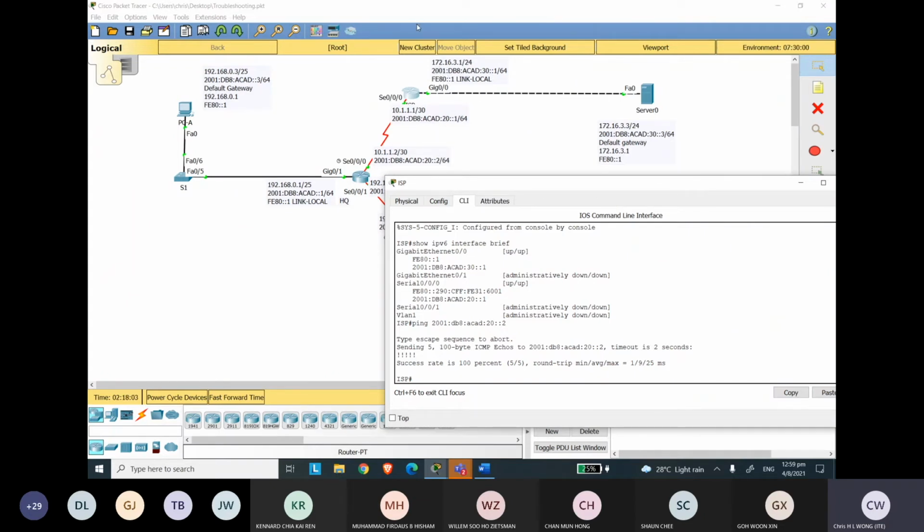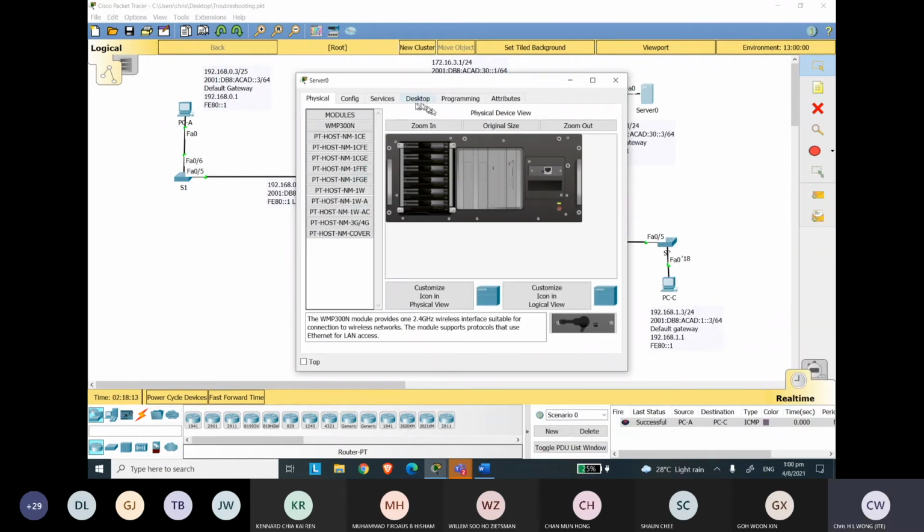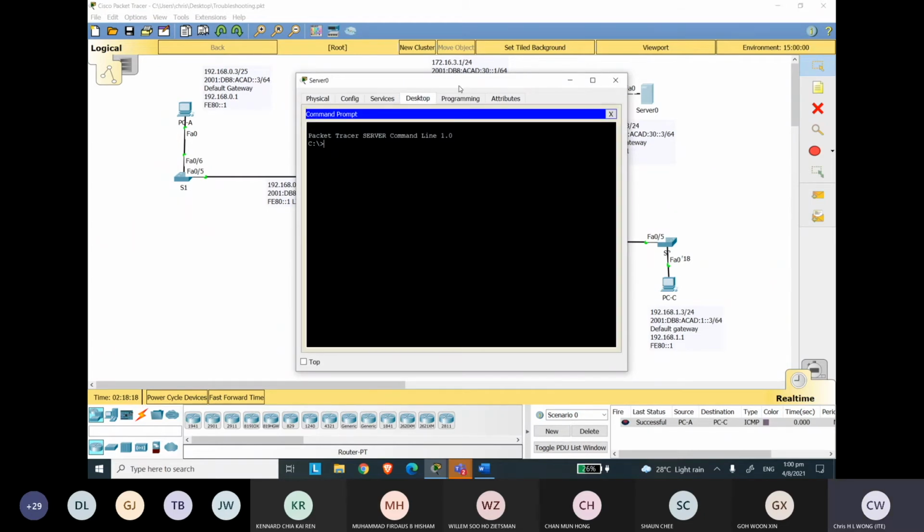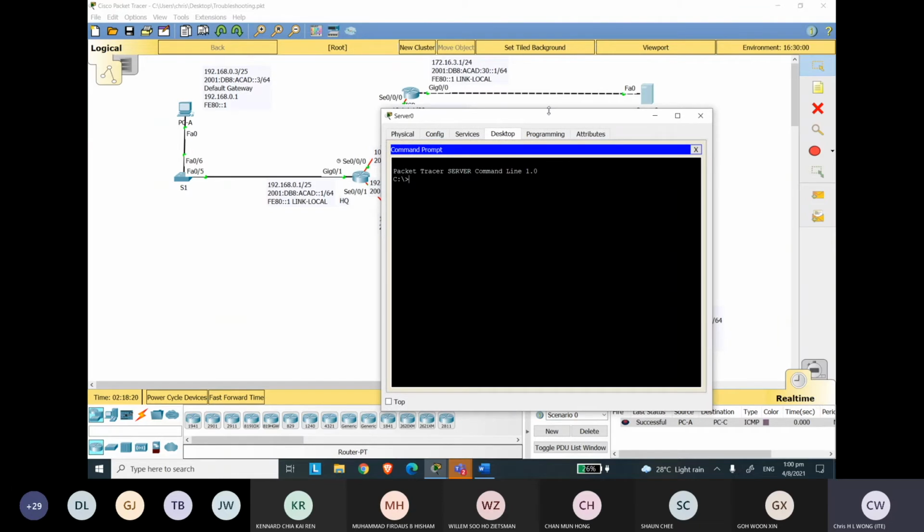Can you check whether you can ping from server to the gateway? Now you're going to check if you can ping from here to here, whether you can ping the web server to the gateway. Okay, everybody check. Let's make sure. Desktop, command prompt. Okay, now you ping this one, please.